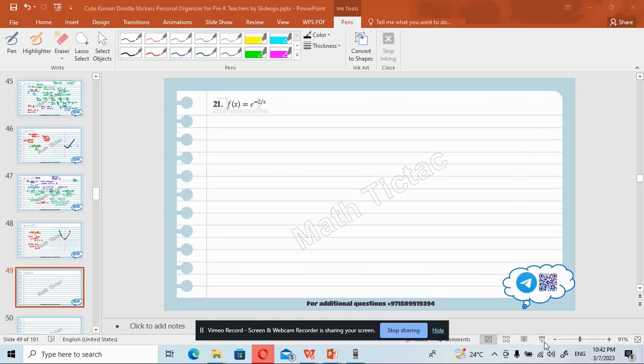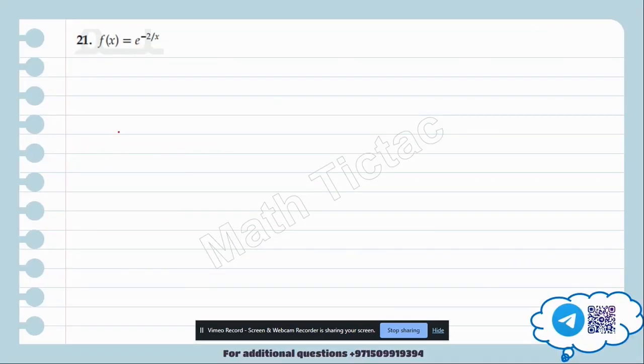Okay, so let's start with the last question in graphing, which is about graphing an exponential function. So directly, how to solve this function? First of all, I'll start by finding the domain. This is not a normal exponential function. This is an exponential function with a power which is rational, minus 2 over x.